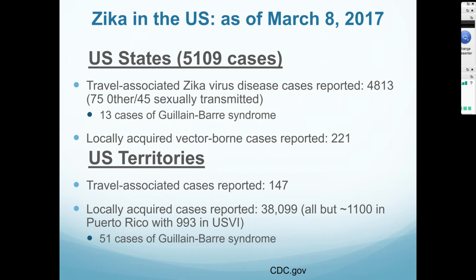Locally acquired vector-borne cases, i.e. the vector is brought to the States and it sits dormant and all of a sudden mosquitoes come out. That's had 221 cases in the U.S. territories. There have been 147 travel-related cases, and locally acquired reported cases were 38,000, all but 1,100 in Puerto Rico with 900 in the U.S. Virgin Islands. There they had in the U.S. territories 51 cases of Guillain-Barré.